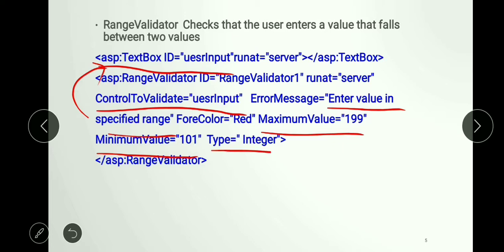So again here we just write type is equal to integer. We want to compare the particular value with integer numbers, so that's why we write type is equal to integer. You can also compare dates, strings, and so on. Whatever input or range we want to validate, we can write the minimum value and maximum value in the range validator.